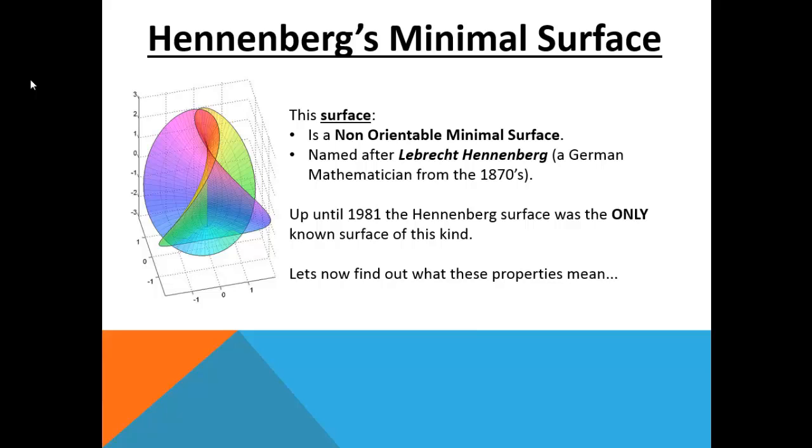Our surface is Henneberg's minimal surface. It's a non-orientable minimal surface named after a famous German mathematician from the 1870s. Up until 1981, the Henneberg surface was the only known surface of its kind. Now let's explore some of the interesting properties that it holds.